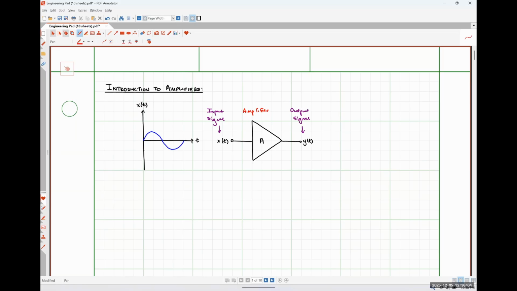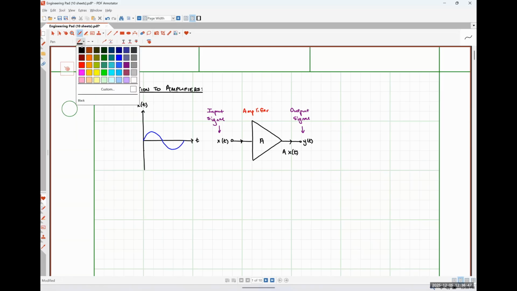So what's happening here is my input signal is fed into my amplifier. And that input signal could be a current, a voltage, or a power signal. And then it's going to get acted on by that amplifier, which in a mathematical sense just means we're going to take the amplifier's gain A, which is just some scaling factor, and we're going to multiply that scaling factor by our input signal to get our output signal. So y of t in this case is just going to be A, our gain, multiplied by x of t.